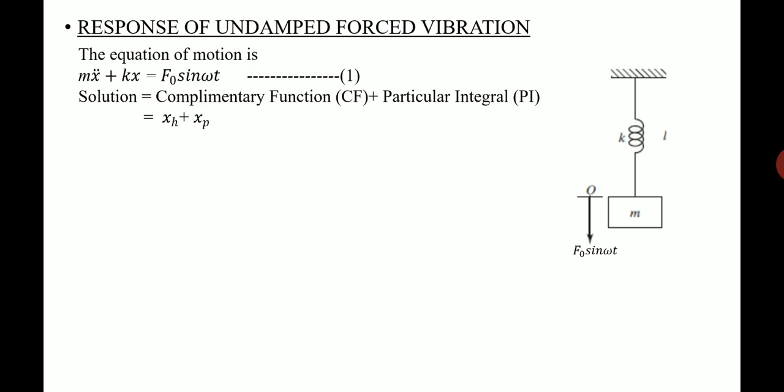Okay, so the solution is of the form xh plus xp. As you know, the complementary function xh is the solution of the LHS, that is mx double dot plus kx is equal to 0. That is the homogeneous part of this equation. The right hand side will be 0. The solution of that equation is a cos omega nt plus b sin omega nt. We have discussed this in the first session, where we discussed undamped free vibrating systems.